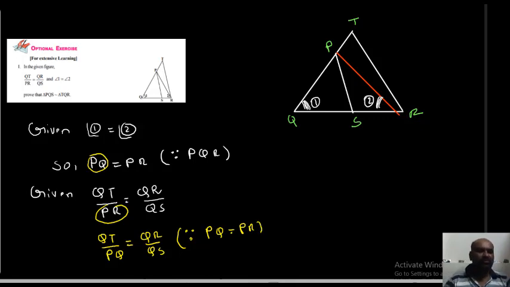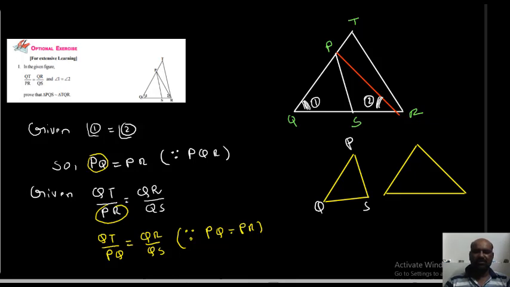Now interesting step, which two triangles? PQS. So I want to draw separately that also. This is PQS, another is TQR, bigger one. Students, interesting. This is P, this is Q, this is S, this is T, this is Q, this is R. Observe, this angle equal to this angle. That is one only.